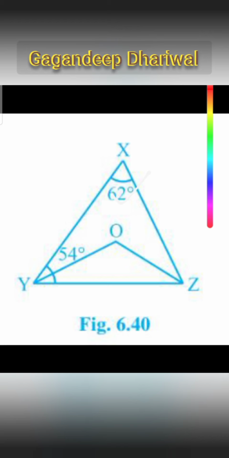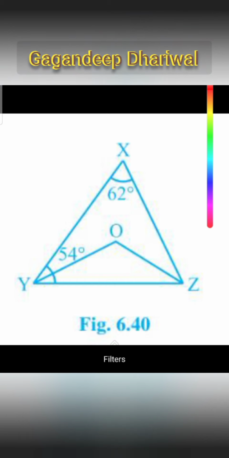Now you know that this angle is 54 and this angle is 62. Now according to the theorem, the sum of the three angles of a triangle is 180. To find this angle, what you have to do? You have to sum these two angles and subtract that from 180. ठीक है, क्योंकि आपको पता है कि angle X plus angle Y plus angle Z is equal to 180.